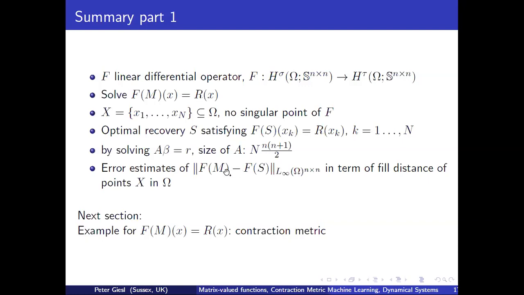Yeah, so at these points, obviously, this error is 0, but in between there, we get error estimates in terms of the fill distance of points x in omega. So basically, the more points we put in, the smaller the error, and it will converge to 0. So the next section gives us an example for this kind of problem, where we want to really solve a matrix-valued equation f of m is R that will define a so-called contraction metric. And we'll see in the next section what that means dynamically and why this is important.